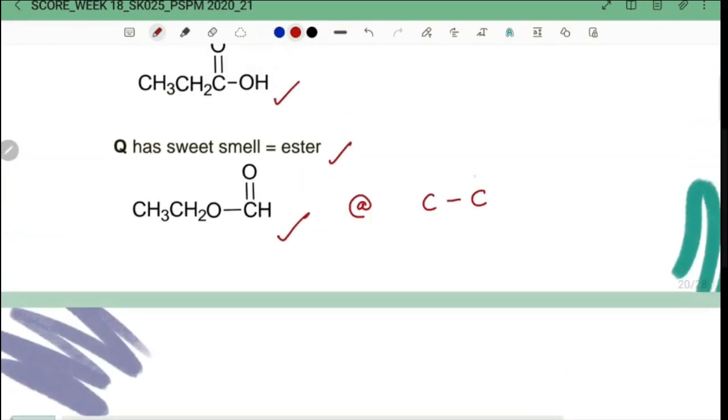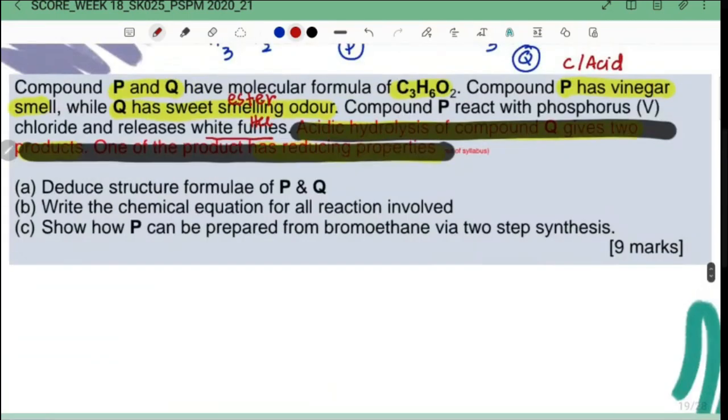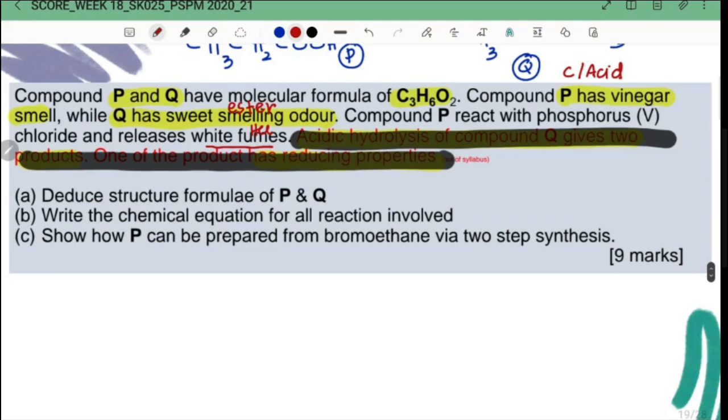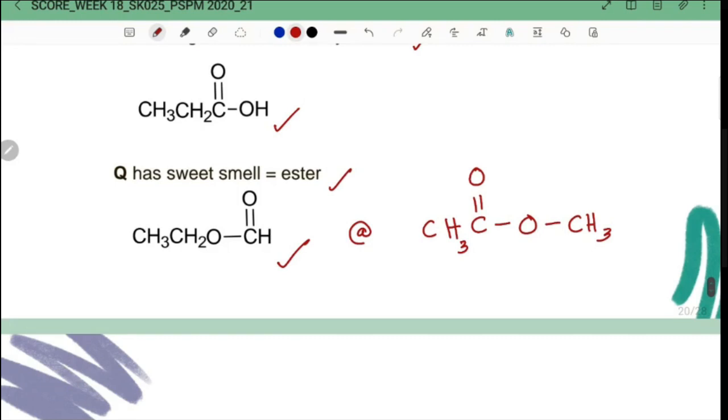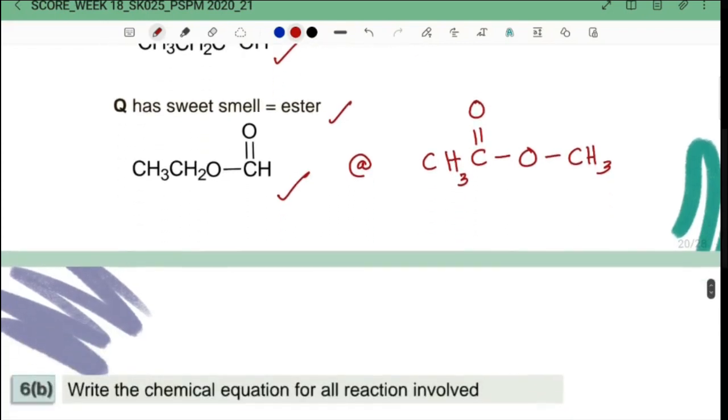So, 1, 2, double bond O, O. Dia ada iodoform ke? Dia tak ada kata apa, ester. So, dekat sini boleh CH3 lagi satu. Okay. Alright. Sama ada methyl ethanoate ataupun ethyl methanoate. So tapi nama kita tak belajar. Okay.